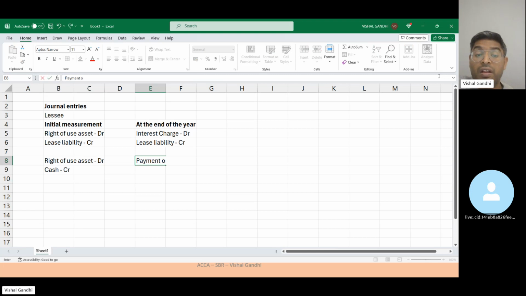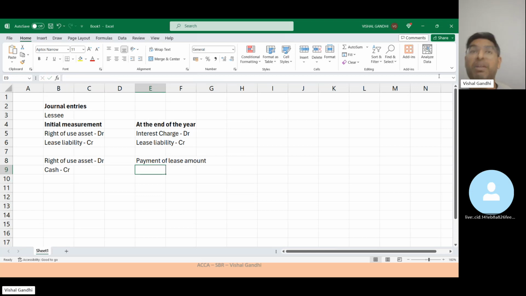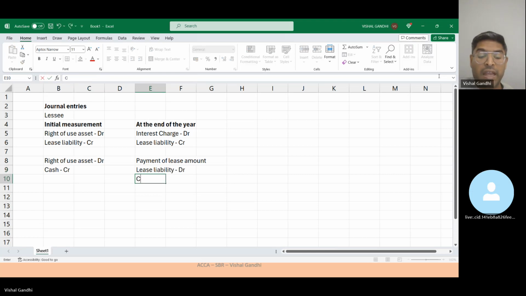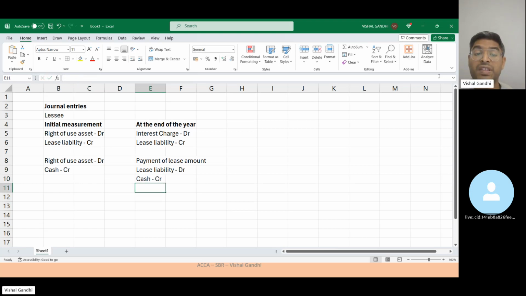Then, payment of the lease amount. So we will pay the lease amount. What will happen because of that? The lease liability will decrease, right? So if the liability decreases, you need to debit the liability. So lease liability debit, cash credit. This happens at the end of the year in respect of lease liability.